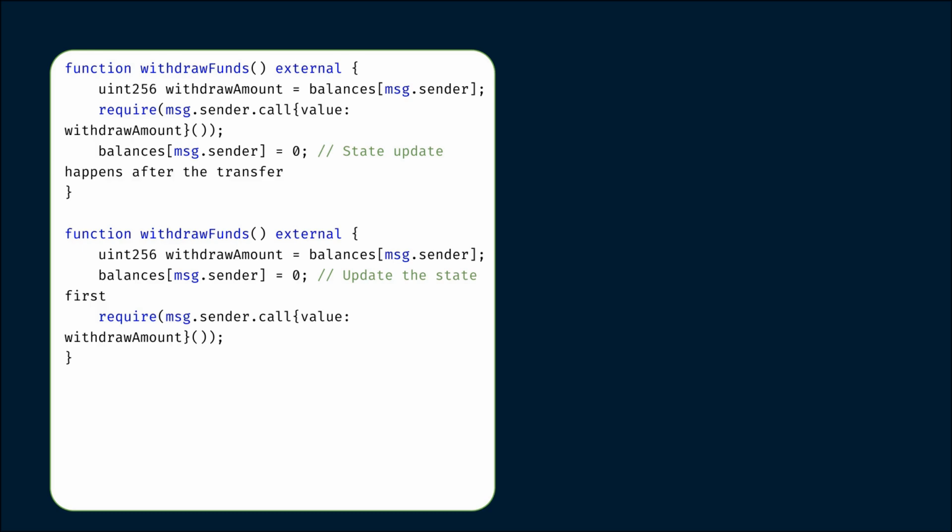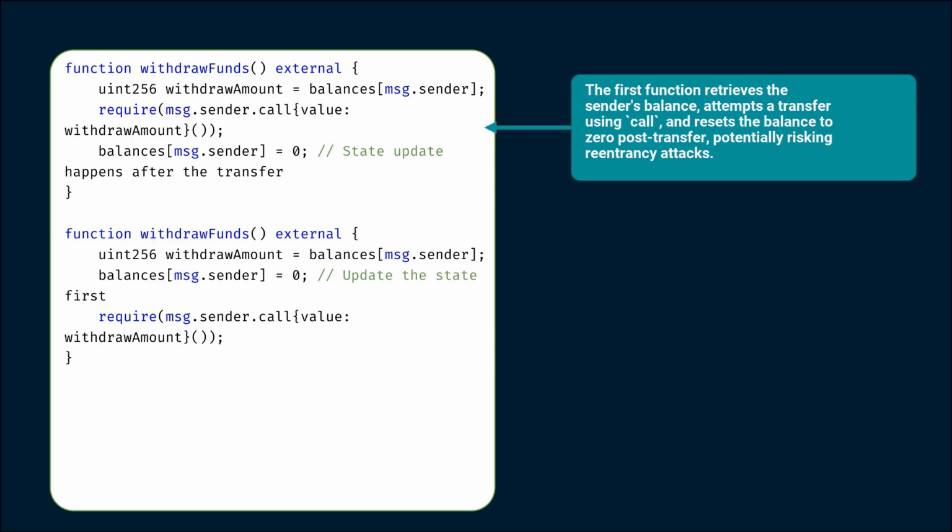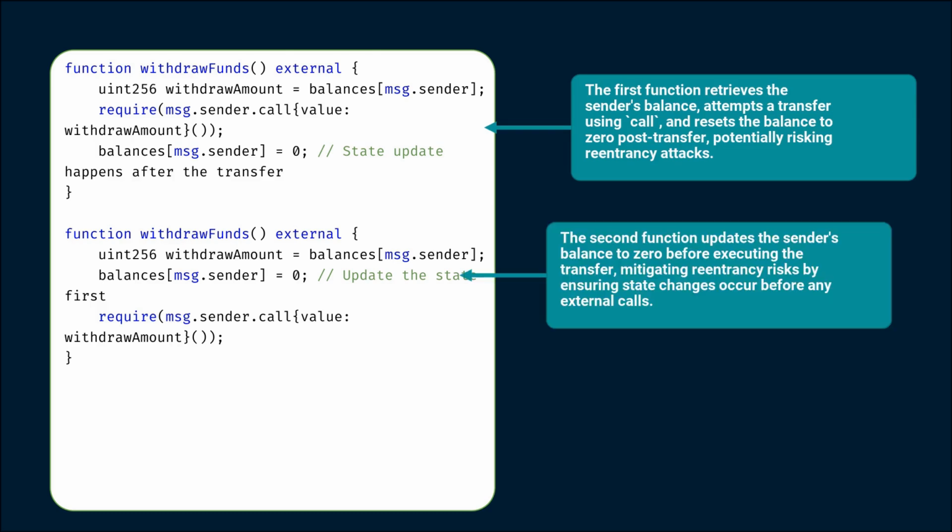Now let's take a look at a common vulnerability in smart contracts known as reentrancy, which can lead to significant security risks if not handled properly. In the first example, we see a function designed to withdraw funds, where the withdrawal logic is flawed. Here, the contract first attempts to send the specified amount to the user's address using a call. However, the problem lies in the fact that the balance is only set to 0 after the call, which creates an opportunity for an attacker. If they can manipulate their contract to call back the original function before the state is updated, they could withdraw funds multiple times, effectively draining the contract.